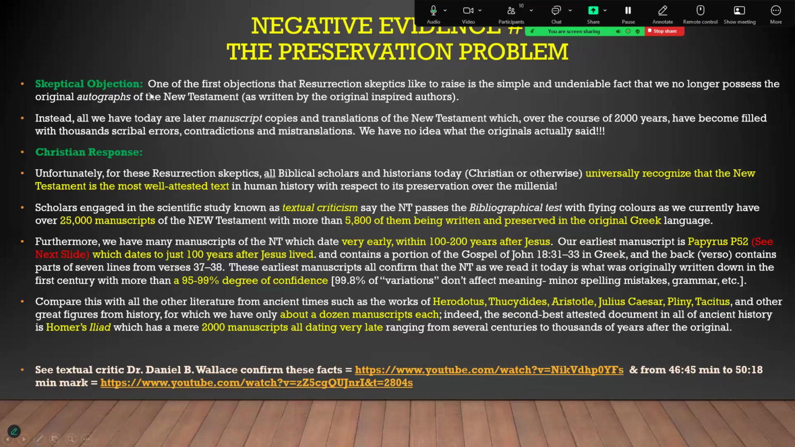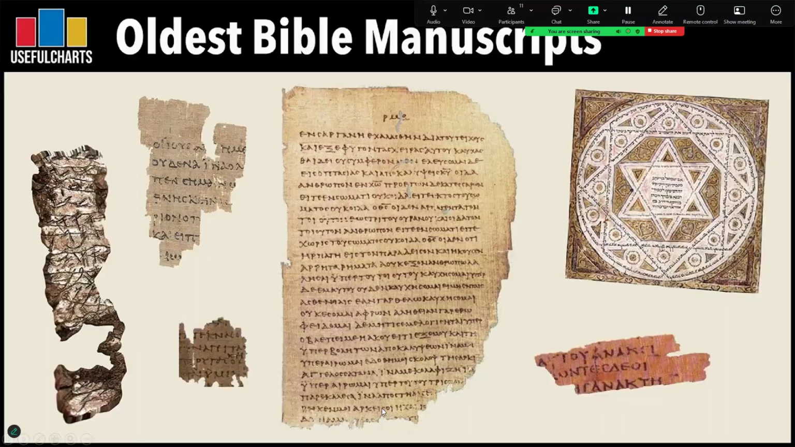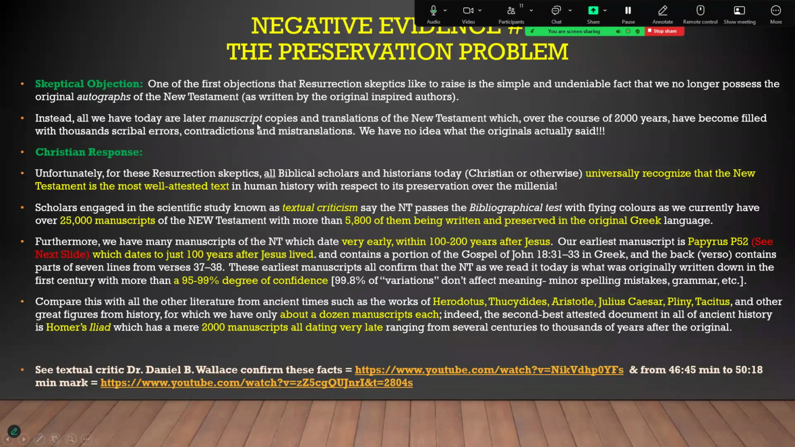You might hear resurrection skeptics raise a simple and undeniable fact, that we no longer possess the originals. We don't have the Gospel of John as John himself wrote it. That's been lost to history for centuries. Or we don't have Paul's letters written in his own hand. All we possess today are manuscripts, copies of the originals. And skeptics will say, if all we have are later manuscript copies, we don't know what the originals actually said. We have no proof of what the original gospels or the original letters of Paul said with respect to the resurrection, so you can't believe in it.